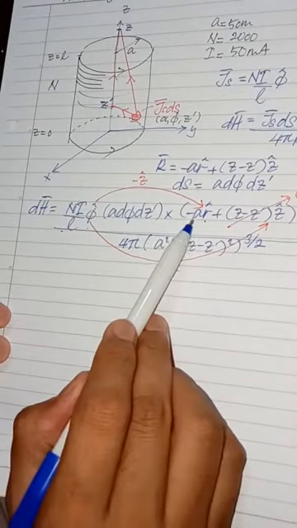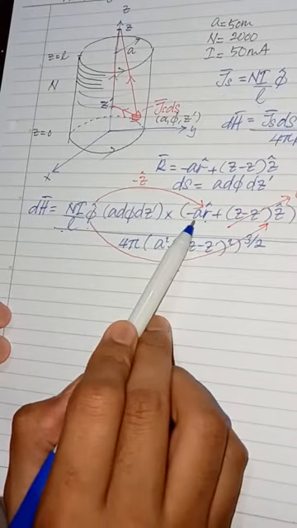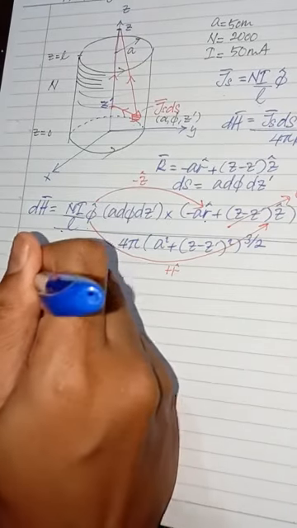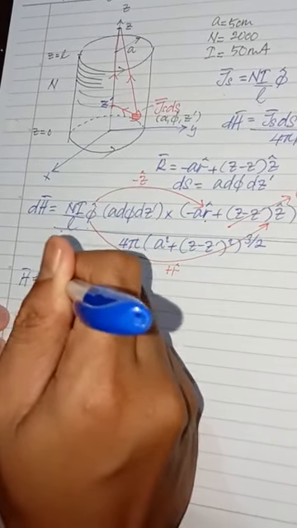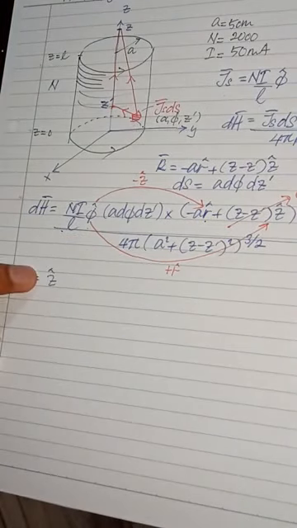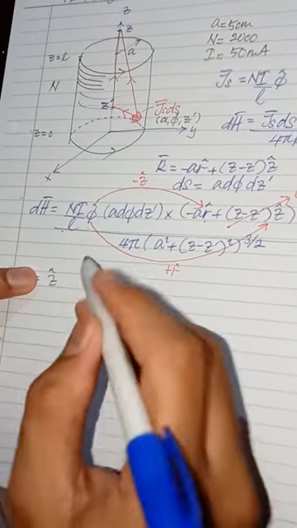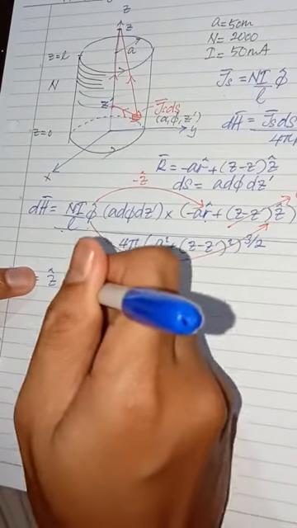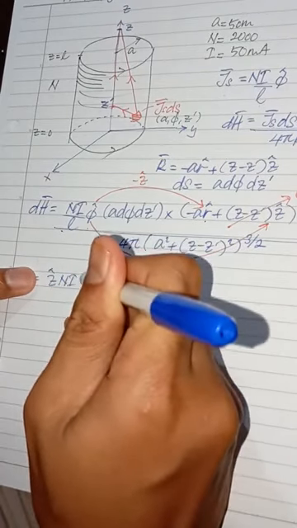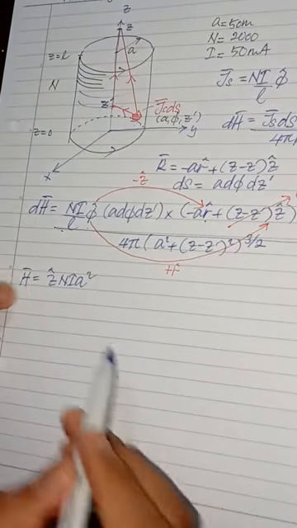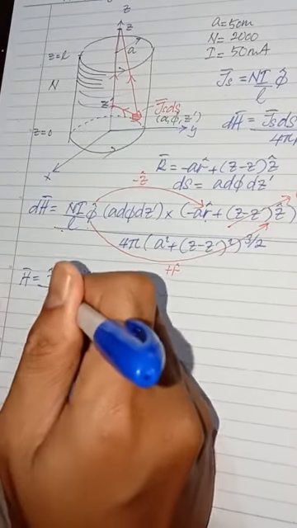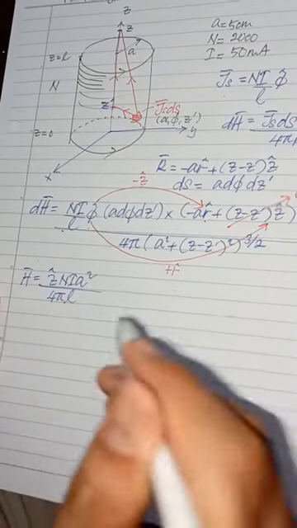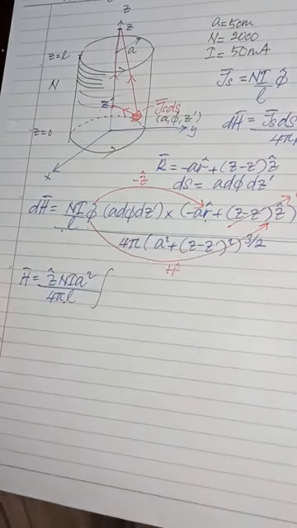So again, this one is your constant. Negative times negative gets positive. So here the H has a positive z component, and then a times a gets a squared. So here N I a squared over 4 pi L, and then the integrations.